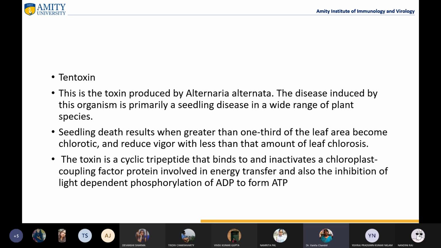Seedling death will result when more than one-third of the leaf becomes chlorotic, and it will reduce vigor. So these are the symptoms. Basically, the toxin is a cyclic tetrapeptide which binds to and inactivates a chloroplast coupling factor. So that is why the leaves become yellow and chlorotic, right?